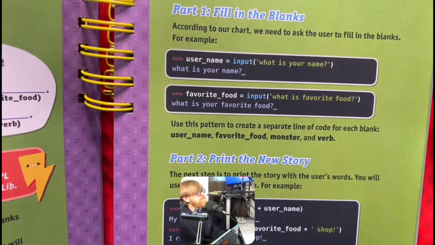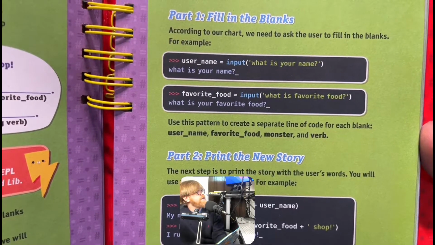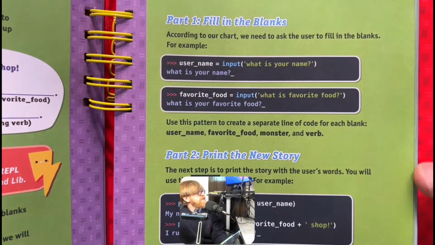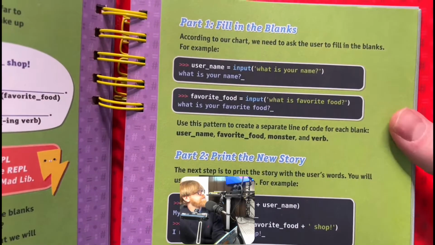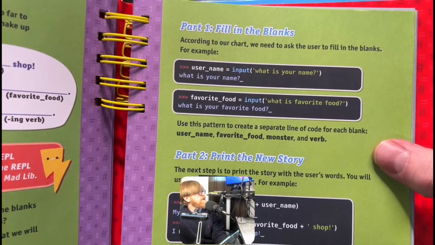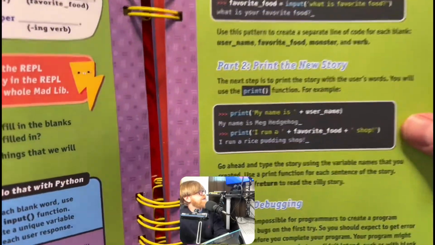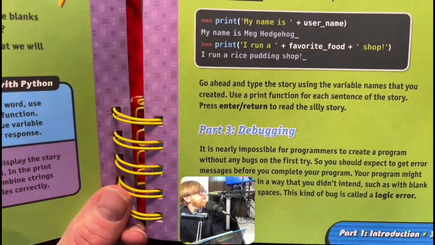So part 1, fill in the blanks. According to the chart, we need to ask someone to fill in the blanks. We need to ask the player to fill in these blanks. Use this pattern to create a separate line of code for each blank. Then we'll print the new story, and then we'll do some debugging.